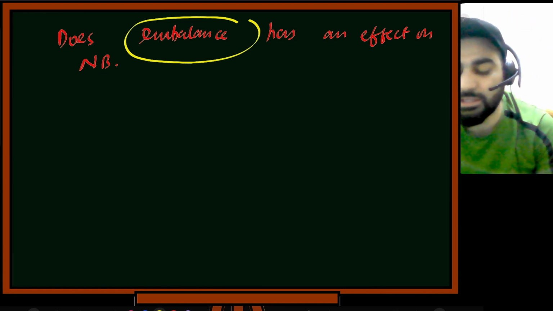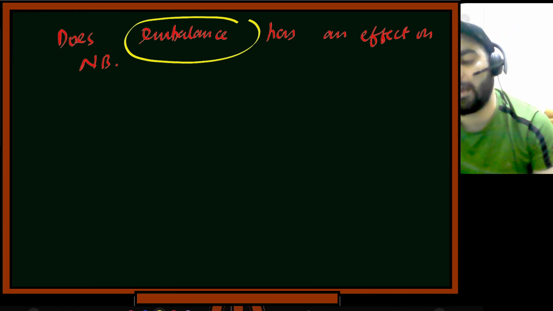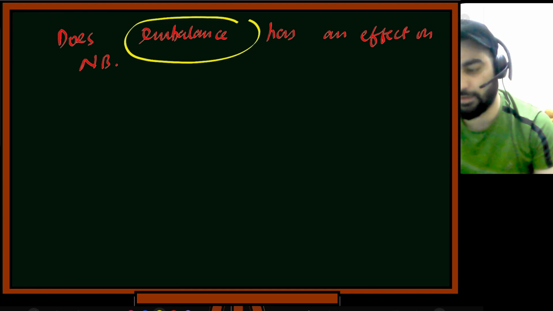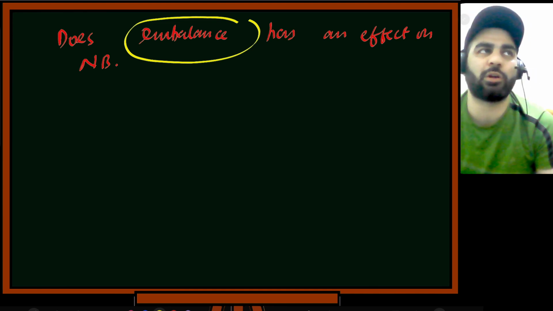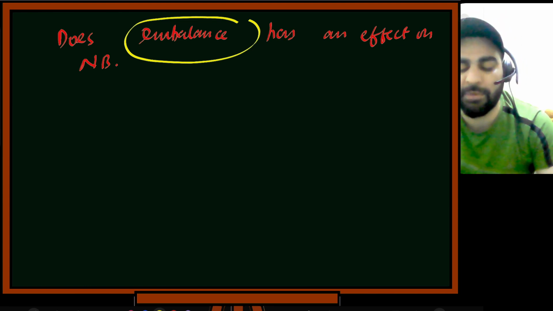The first thing we have to check is whether imbalance has an effect on the naive Bayes classifier. Because I told you some algorithms inherently are not affected by imbalance, but most of the algorithms are. So we'll see if imbalance affects this.